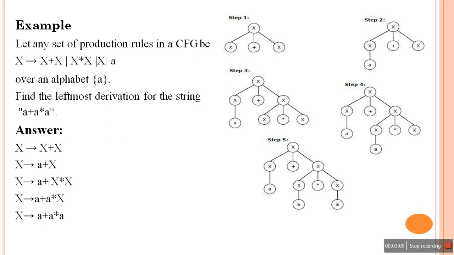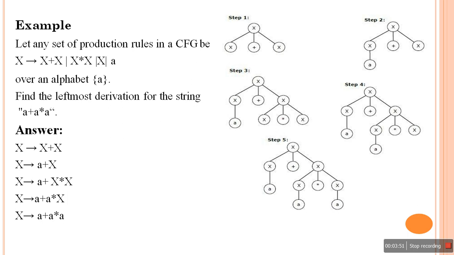Here in step 2 you will see x is replaced by a. Now we'll go to step 3. In step 3, the next x of the tree is replaced by the production rule x into x. Now in x into x, the x is replaced again by x in step 4, and in step 4 again the leftmost of the remaining subtree is replaced by the production rule.